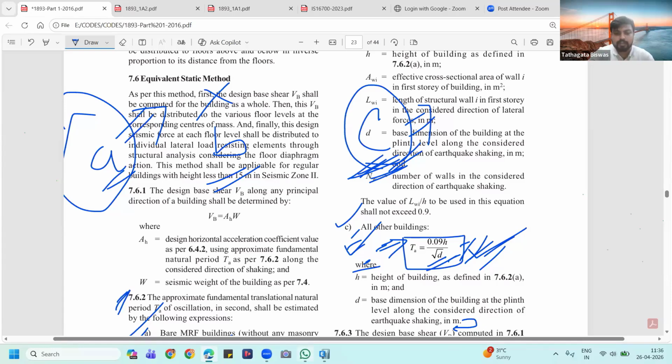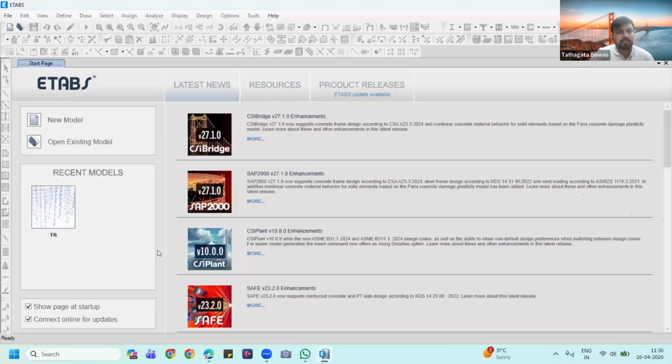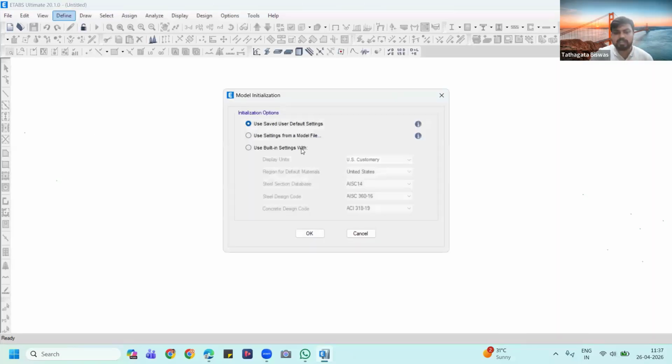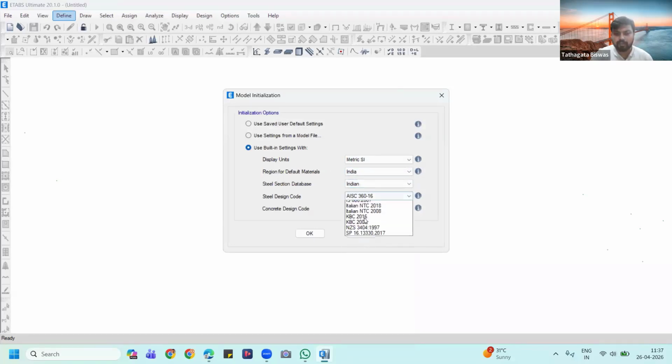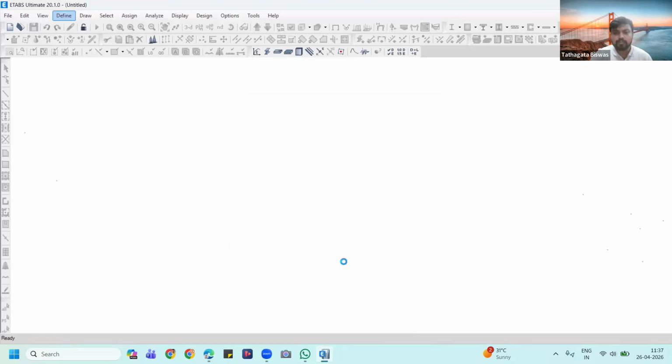Now, by discussing all of this, another thing is very important: how to implement that in the software. So this is one of the ETABS models that I have opened. I'll take just a new model so that it could be very easy for you. Just the built-in settings I'm using, India and the Indian code. All right, so this is the thing.